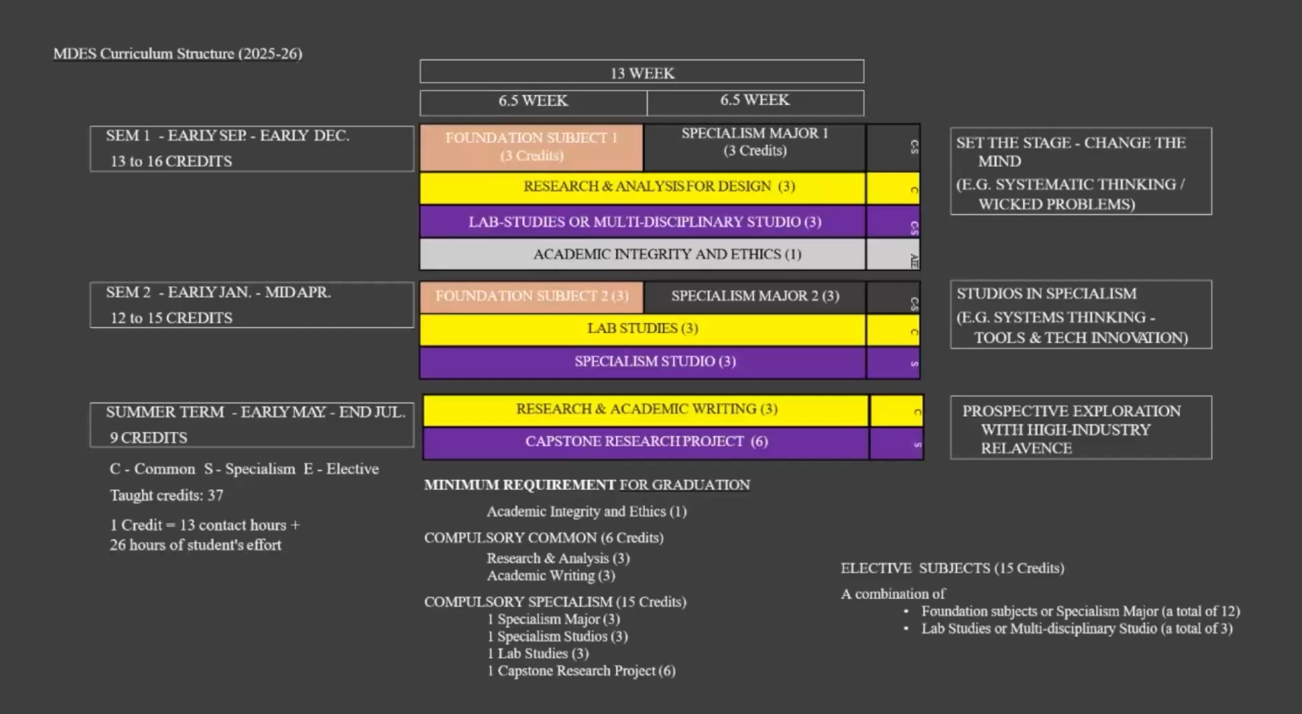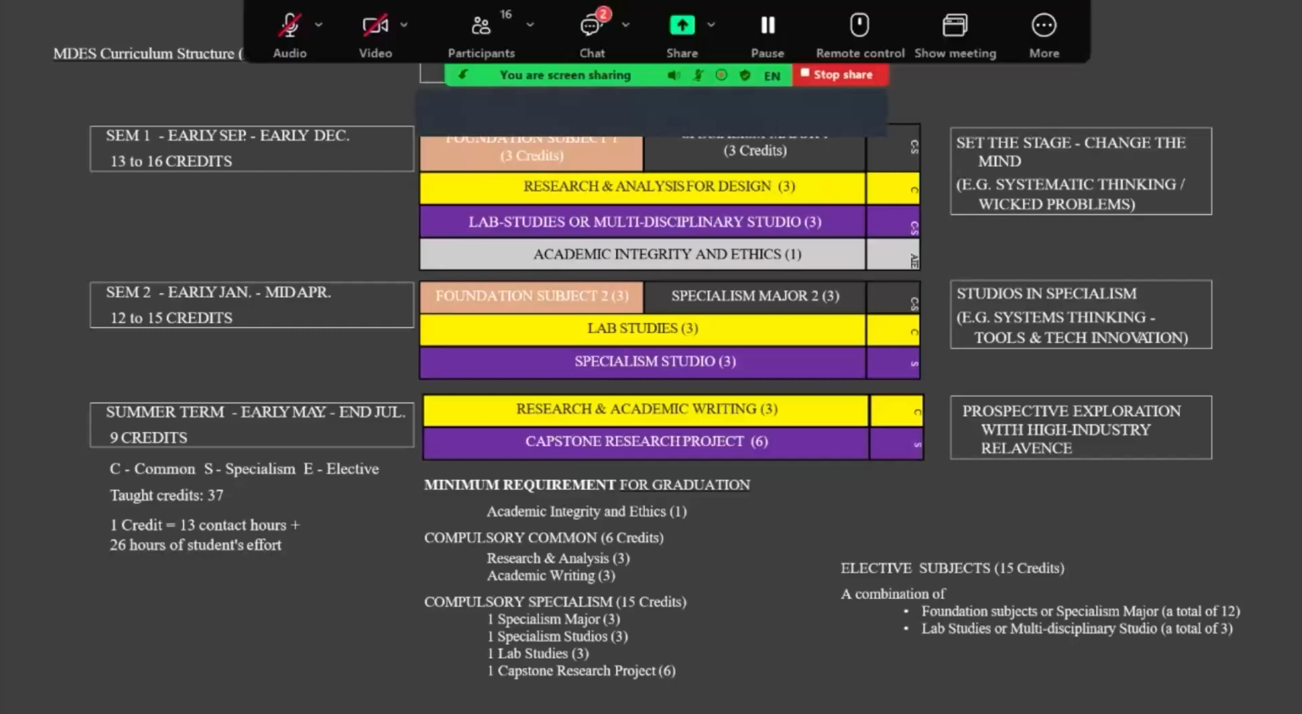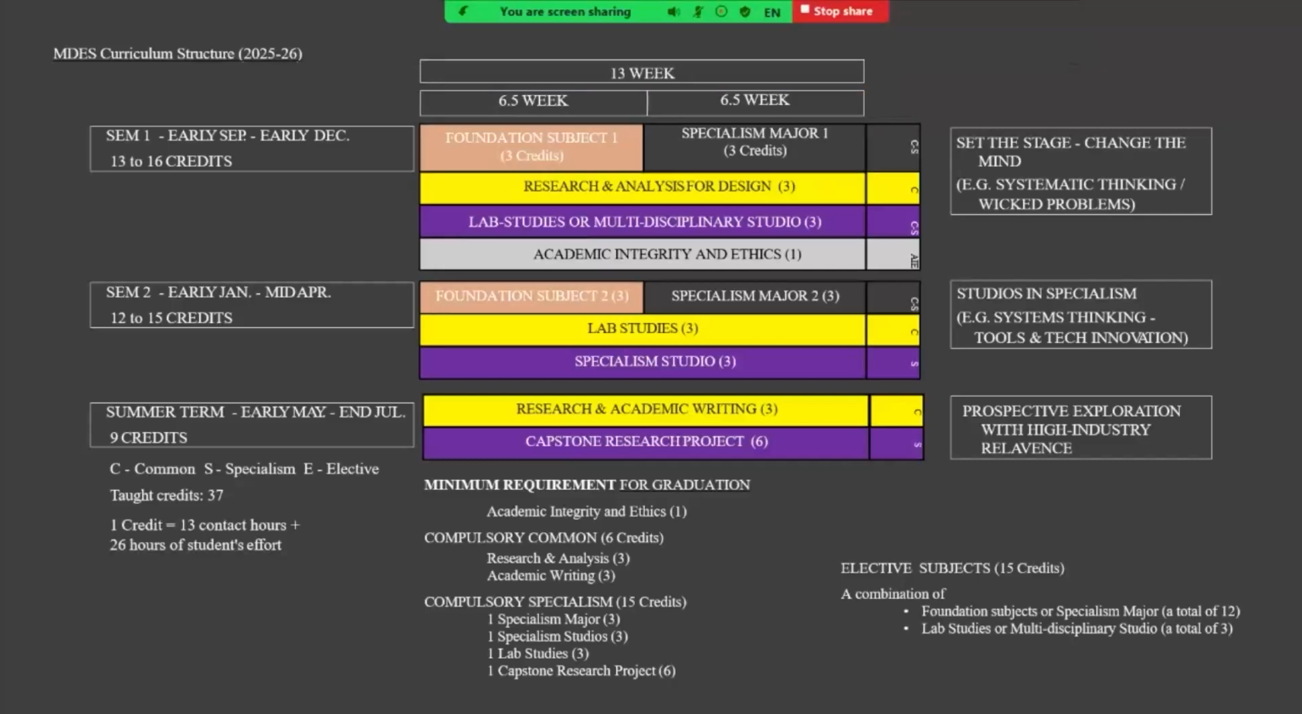No, every specialism has different contents. Sorry, this is the same. Very good question. The research analysis for design is a common subject. All the specialism students will sit together to learn this. But lab study or multidisciplinary studio is different for every specialism. Then every specialism provides a pool of foundation or specialism major subjects, so you can choose depending on your interest. So for example, because ISD is built up based on interaction design, right?